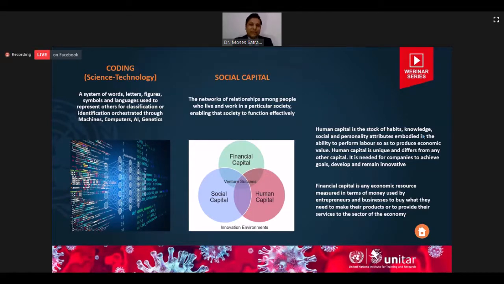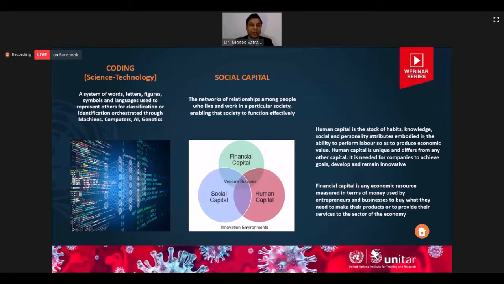Now, what is social capital? The network of relationships among people who live and thrive and work together in a particular society, enabling that society to function effectively. Human capital is actually the stock and the building block of social capital. It is an individual perspective, and the definition is over there. We have to unlock our potential as human beings in order to contribute to society for financial capital. That being said, human beings are priceless.